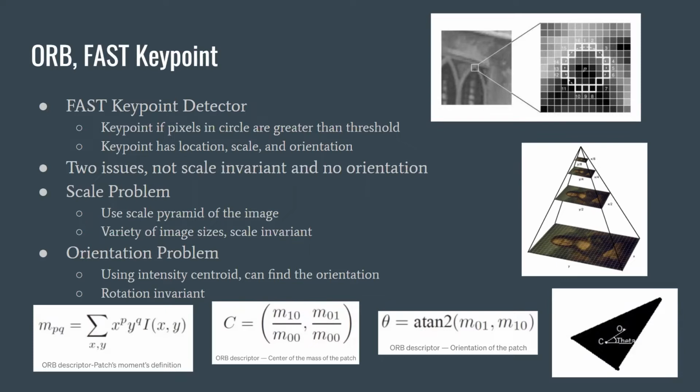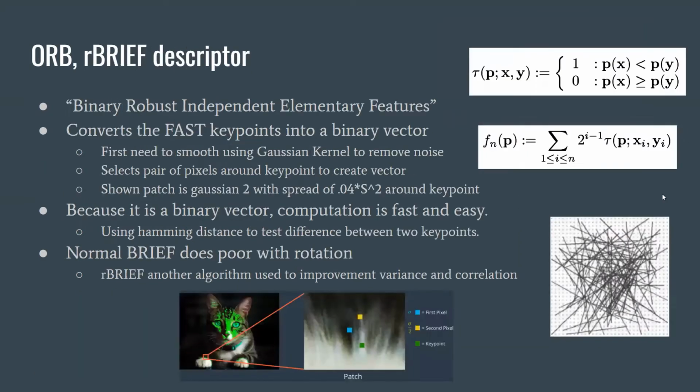The issue with these key points is they don't give any information about scale or rotation. Thus, we can use a multi-scale image pyramid to do the key point detecting at various resolutions so that the key points become scale invariant. Additionally, we want the algorithm to be rotationally invariant, so we utilize the intensity centroid with some handy math, as seen in the lower part of the screen, to find the orientation of the key point.